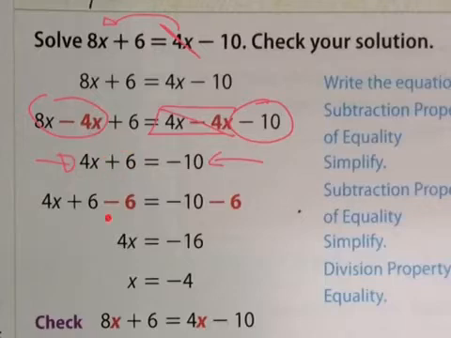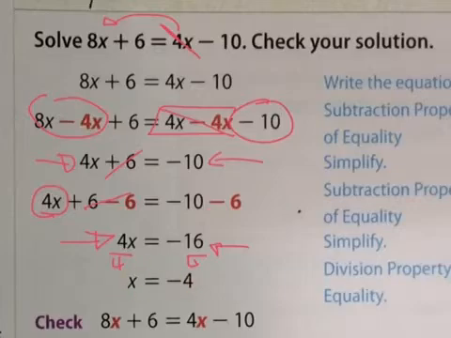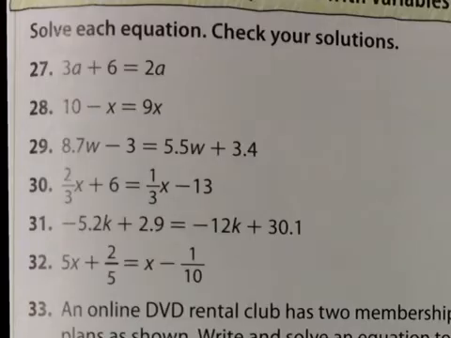Let's subtract 6 out, so that the 6 is gone, and we're just left with the 4x. If you do it to one side of the equation, you have to do it to the other side of the equation. Negative 10 and negative 6 gives you negative 16. And now we just divide out the 4 from both sides, and you get x equals negative 4.